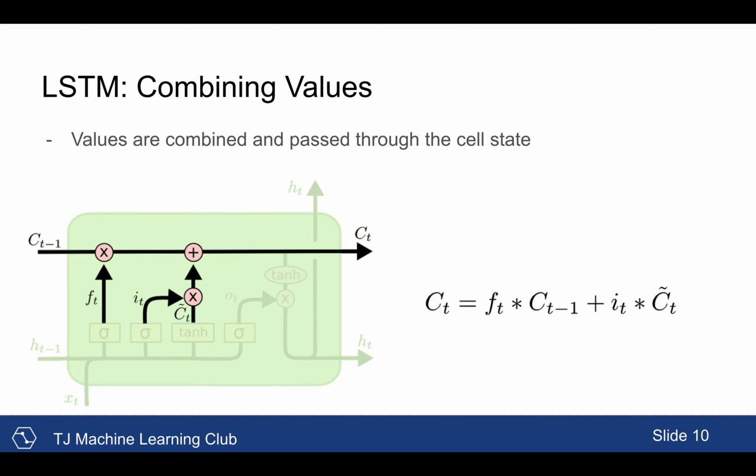All of these values are combined and put into the cell state, which passes them through using the equation c sub t equals f sub t times c sub t minus 1 plus i sub t times the new candidate values. So in other words, the cell state equals the forget state times the past cell state plus the input gate times the new candidate values.